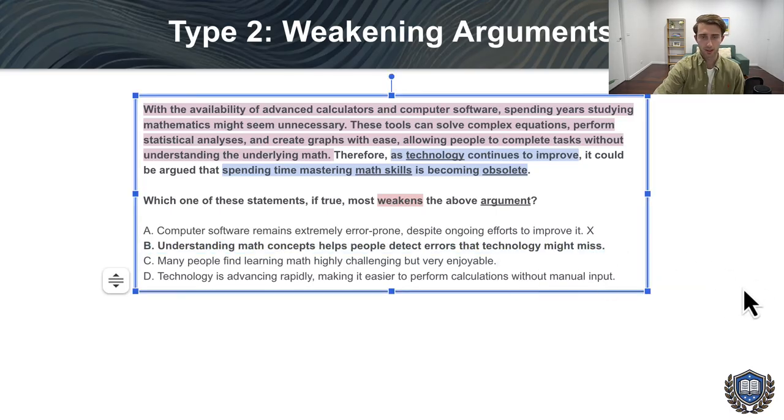We'll have a quick look at the other ones. Many people find learning maths highly challenging but enjoyable. Doesn't matter, not needed. And then D, technology is advancing rapidly, making it easier to perform calculations without manual input. Again, that is not the correct answer.